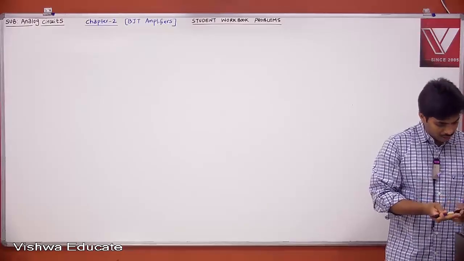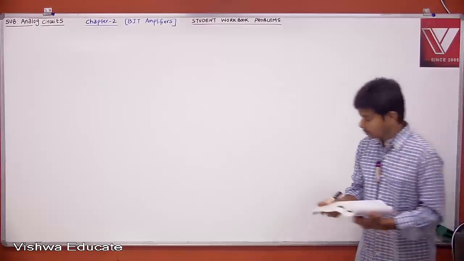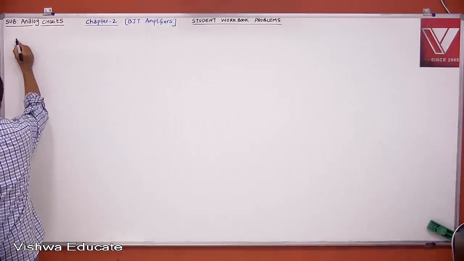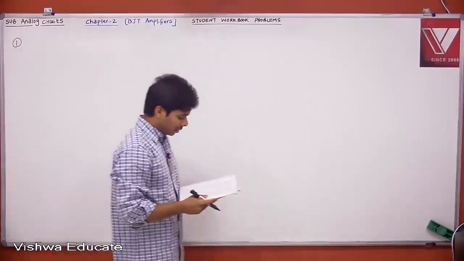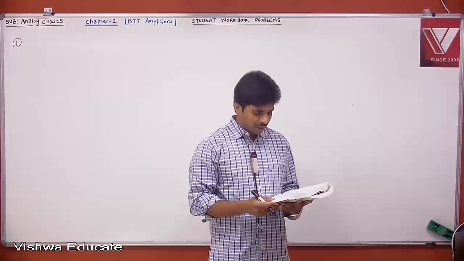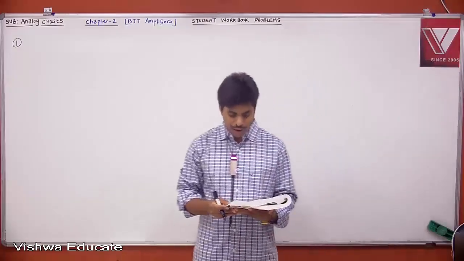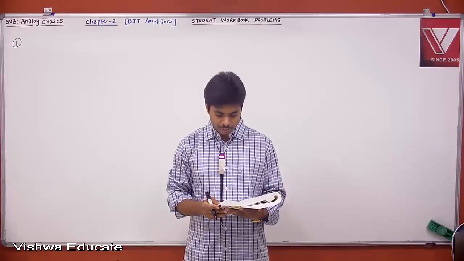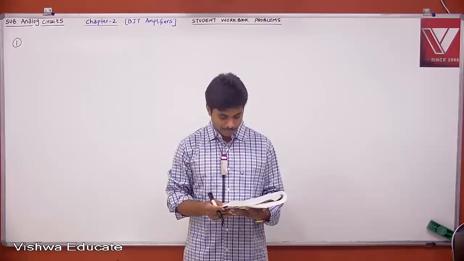Let me read it out. In the cascade amplifier shown in figure, if the common emitter stage has a transconductance GM1 and the common base stage has a transconductance GM2, then the overall transconductance of the cascade amplifier is.